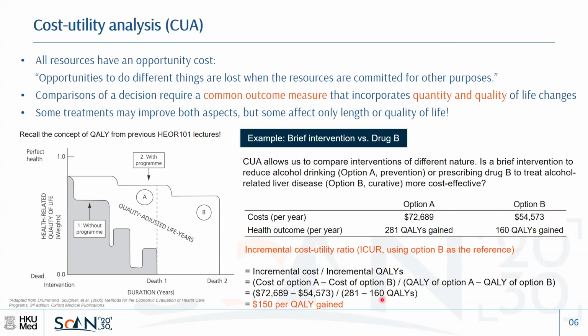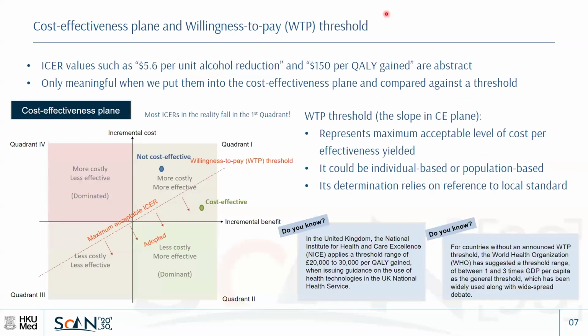The incremental cost utility ratio of option A in comparison with option B is $150 per QALY gained, meaning that treatment A will cost $150 more to save 1 additional QALY. ICER values such as 5.6 per unit alcohol reduction and 150 per QALY gained are too abstract. They are only meaningful when we put them into the cost effectiveness plane and compare them against a threshold.